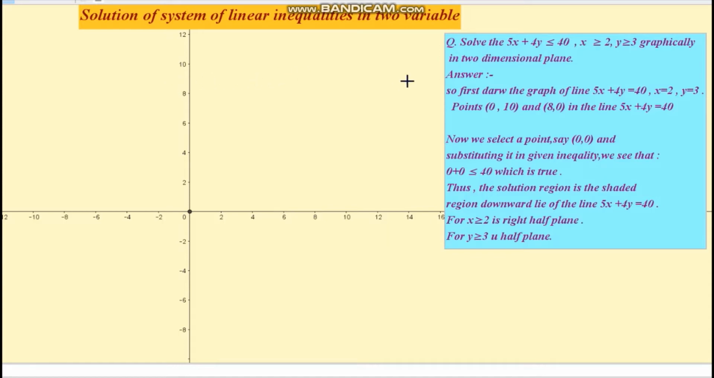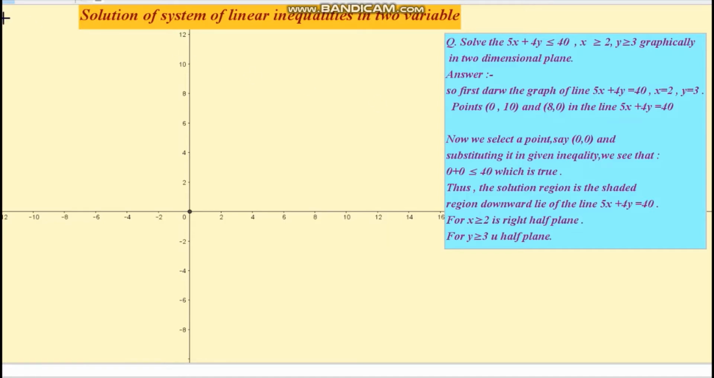Here the question is: solve 5x plus 4y less than or equal to 40, x greater than or equal to 2, y greater than or equal to 3 graphically in the two-dimensional plane. So first draw the graph of the line 5x plus 4y equal to 40. For it, take x equal to 0. So the equation becomes 4y equal to 40, which means y is equal to 10. Now put y equal to 0. So the equation becomes 5x equal to 40, or x is equal to 8.